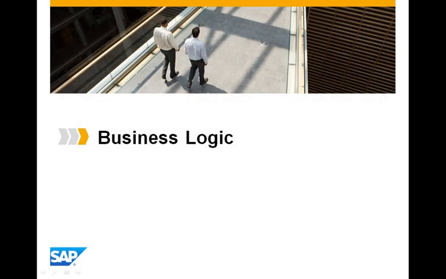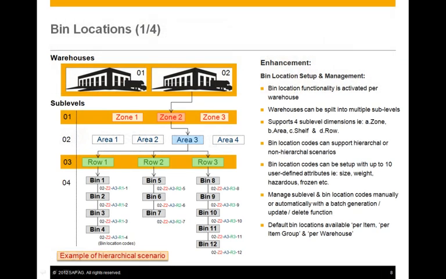There are quite a number of topics to cover, so let's begin with our first business logic enhancement. Our first topic is a new business process for handling bin locations in Business One. Most inventory-based businesses require the ability to locate items within their warehouses and therefore require bin location functionality.